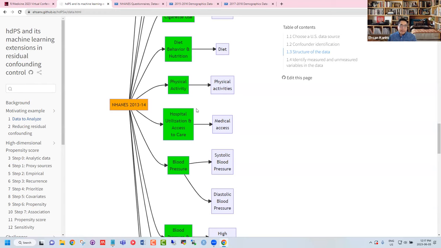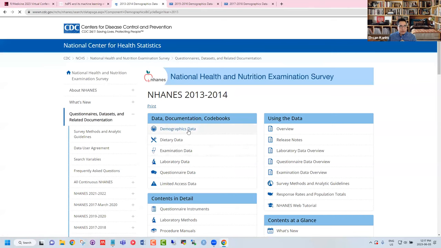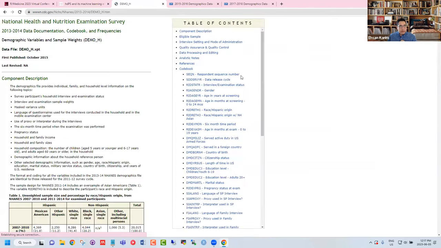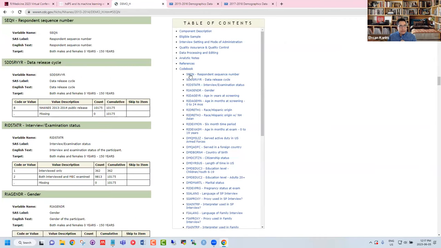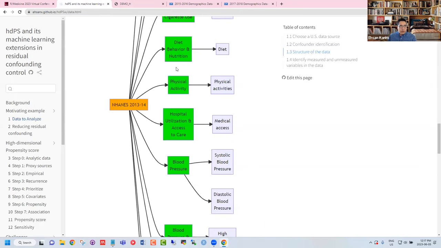If you look at each of these components, say, for example, I'm going to the demographic data one more time, there is a variable called SEQN, and this is basically the ID information that is available in each of these components. So even if the data is stored in different data sources, because you have the unique ID number, based on that unique ID number you can merge all of these data sources into one data source and create your analytic data in that way, right?